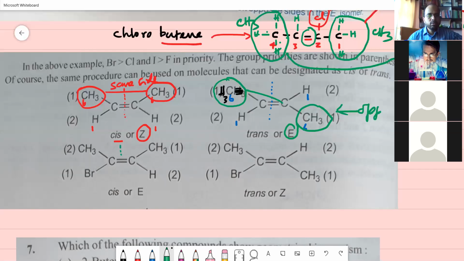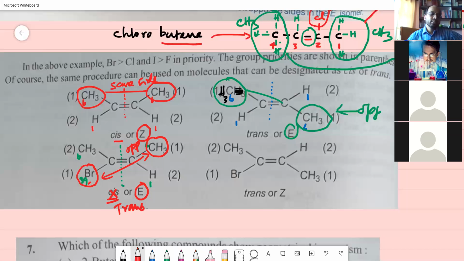Then you will come to another example. In this, you have to draw a line and put priority. This is 35 and this is 6. This is 6 and this is 1. So on this side, high priority is for bromine because of its atomic number. And on this side, because of the atomic number of carbon, it is 6. So they are in opposite directions. So in the opposite direction, you have E. So this is actually given wrong in there. Here you have trans.